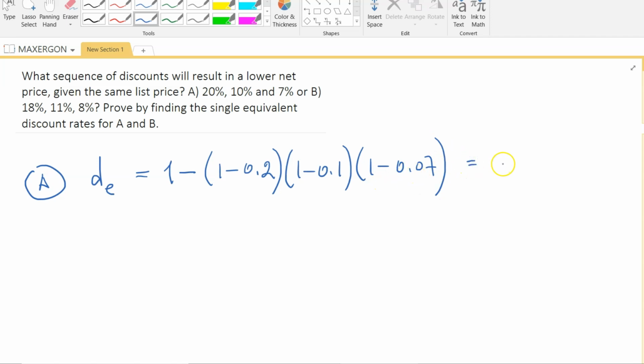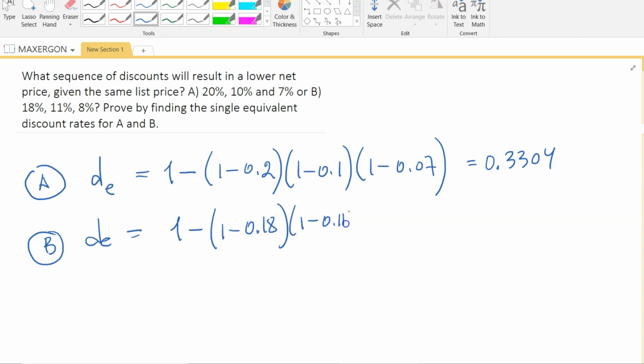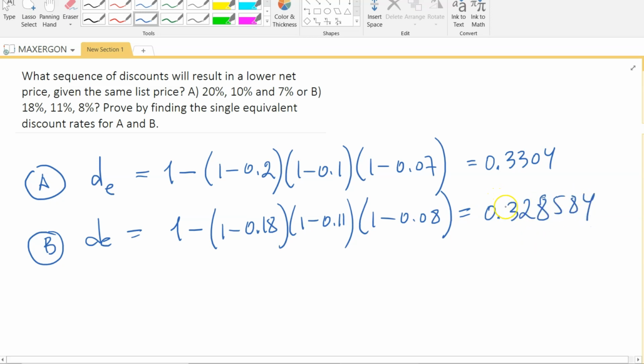This is equal to 0.3304. For B, single equivalent discount rate is 1 minus 0.18, 1 minus 0.11, 1 minus 0.08. This is equal to 0.328584. The question is, given the same list price, which discounts will result in a lower net price? So bigger discount will give the lower net price.